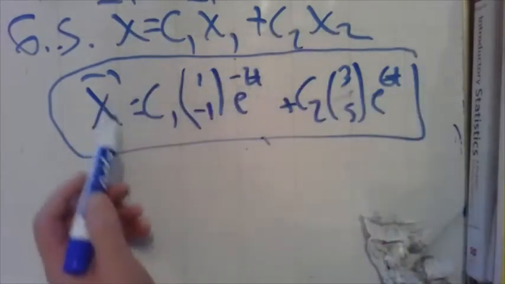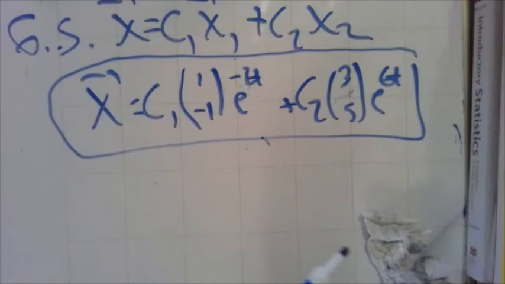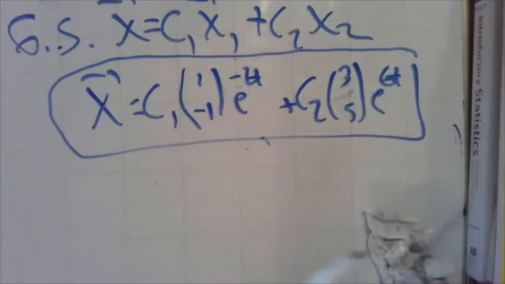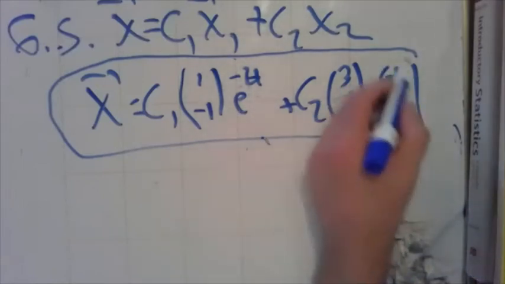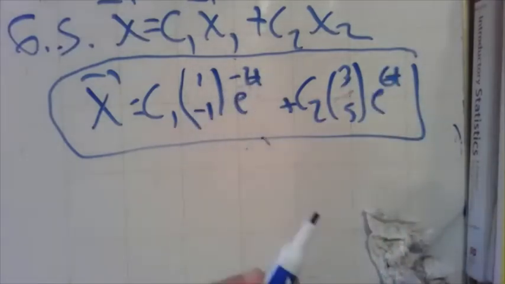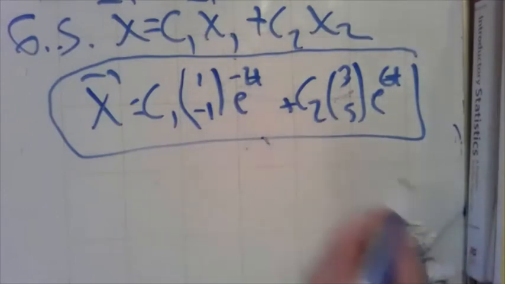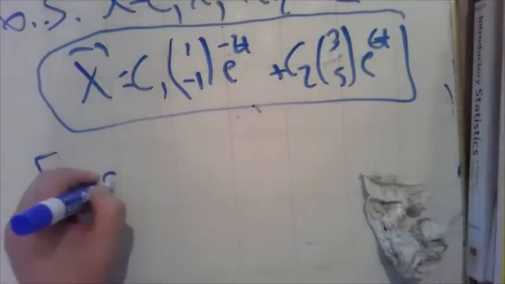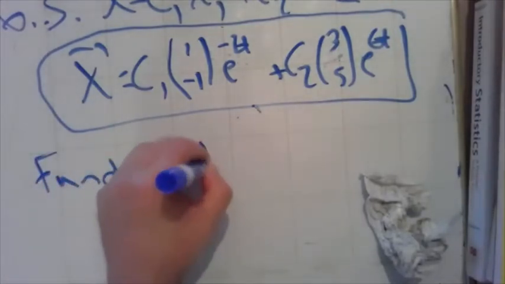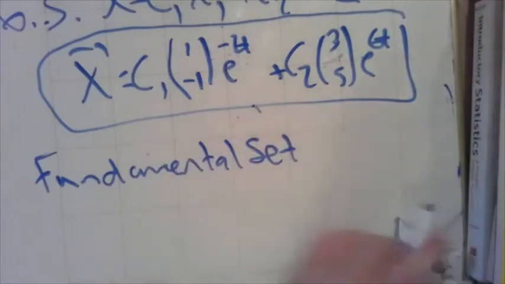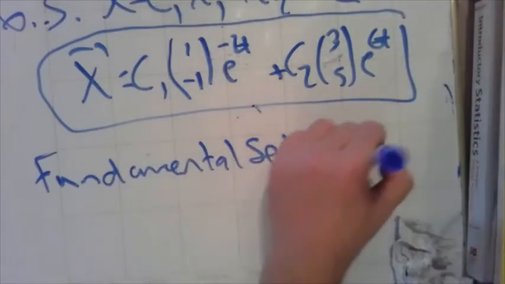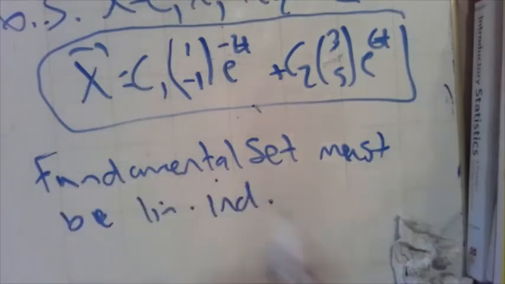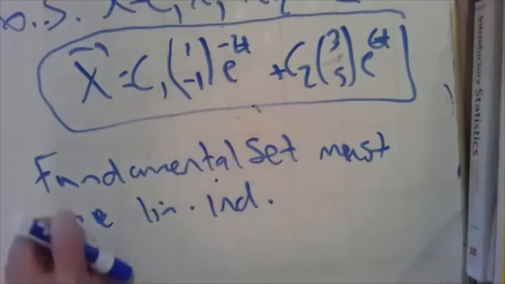Now, how do we know this covers all possible solutions? Maybe this guy was already a multiple of that guy and we're doubly counting and we're missing some stuff. We can't have this guy being a multiple of this one. So what we need is these two solutions need to be linearly independent. So our fundamental set must be linearly independent, and we check that using the Wronskian.